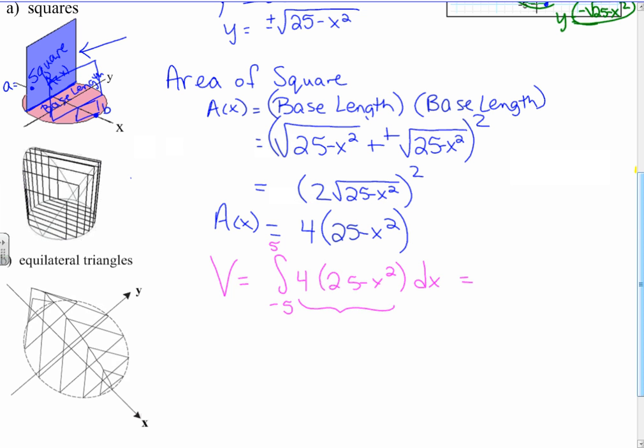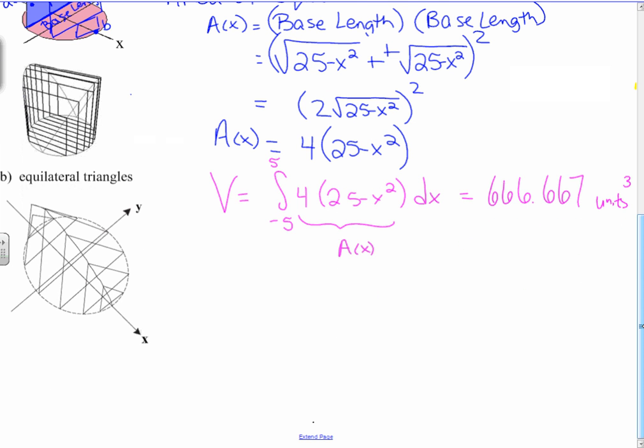Remember that this is really representing the area A of x. And I put that into my calculator and came up with 666.667 units cubed. That's one example using square cross-sectional pieces. The next one we go into is going to use equilateral triangles.